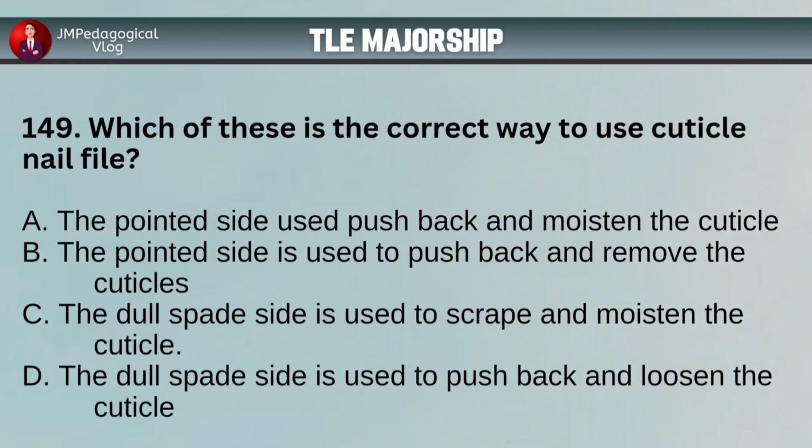149. Which of these is the correct way to use a cuticle nail file? A. The pointed side is used to push back and moisten the cuticle. B. The pointed side is used to push back and remove the cuticles. C. The dull spade side is used to scrape and moisten the cuticle. D. The dull spade side is used to push back and loosen the cuticle. D. The dull spade side is used to push back and loosen the cuticle.